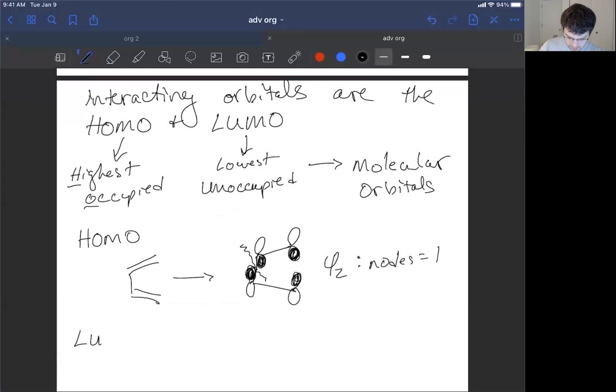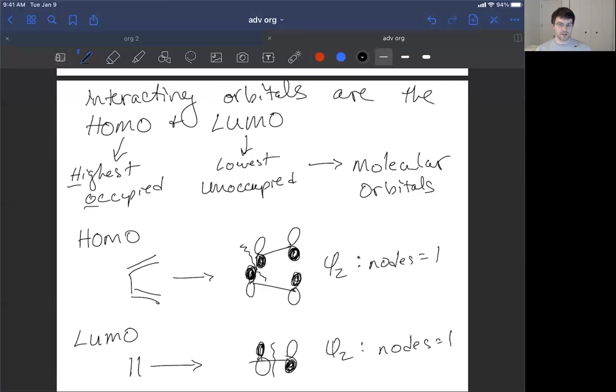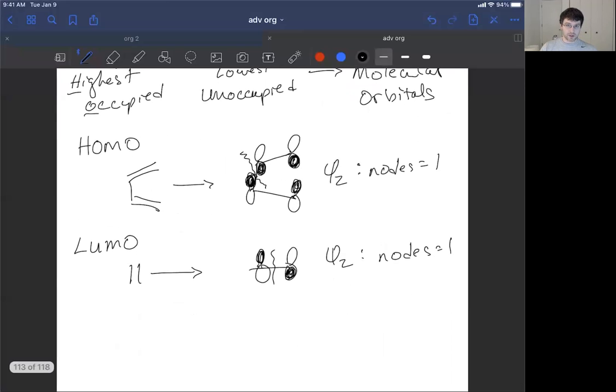Now for the LUMO, which is just our alkene, our dienophile, that also has one node. I'll just draw it this way, where we have a change in phase. Let me remind us all, a node is when we flip colors, going from light to dark. So this would be psi 2 here. Once again, nodes equals 1. It's just by coincidence that both of these are psi 2. It's the interaction of these two molecular orbitals that allows for the formation of a Diels-Alder product.